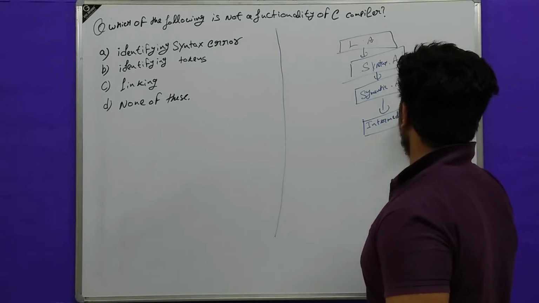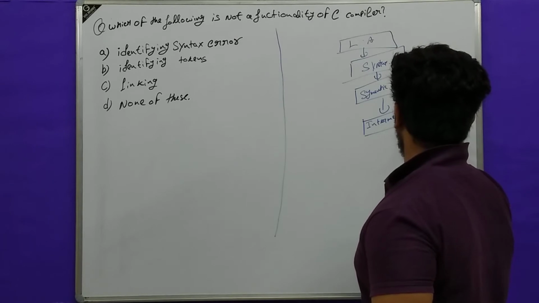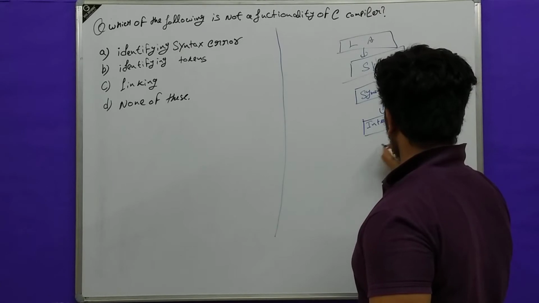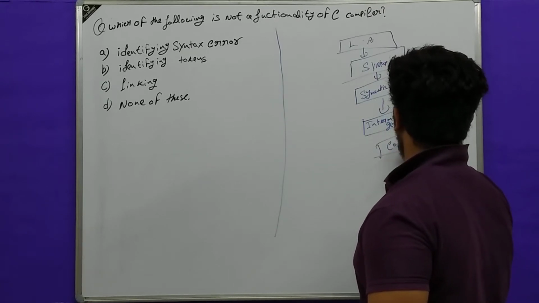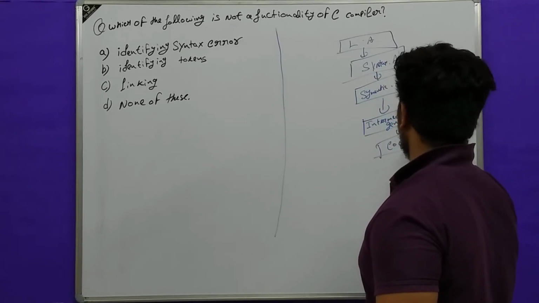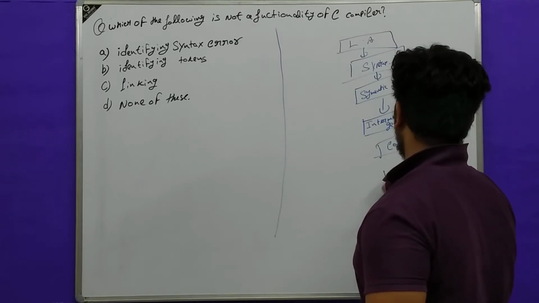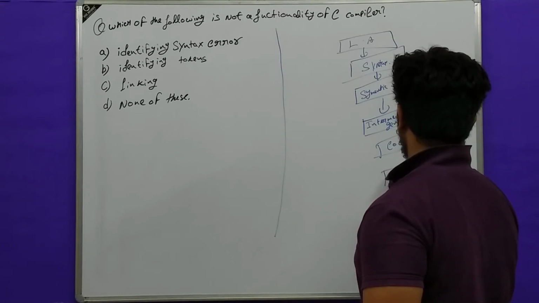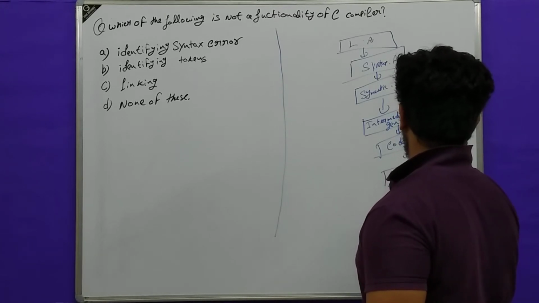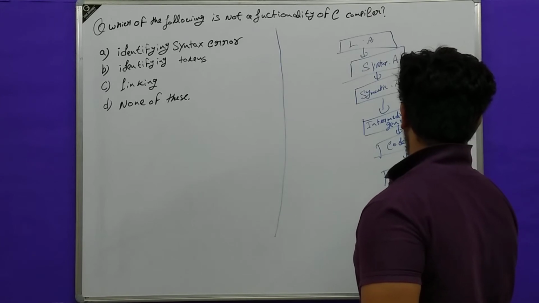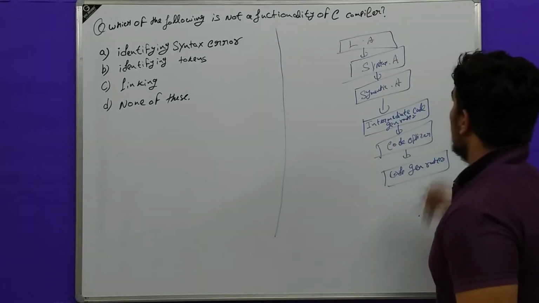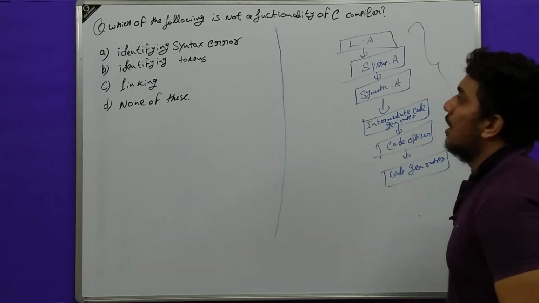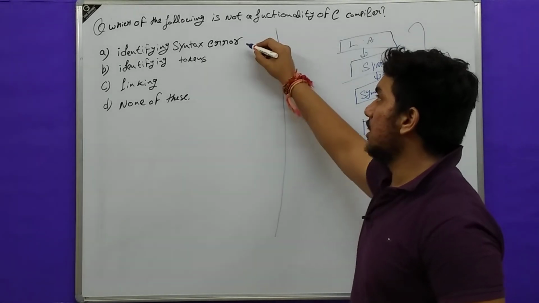After that, intermediate code generator, code optimizer. After that, the final stage, code generator. You are aware of all the phases of compiler. Let's take one by one each option.